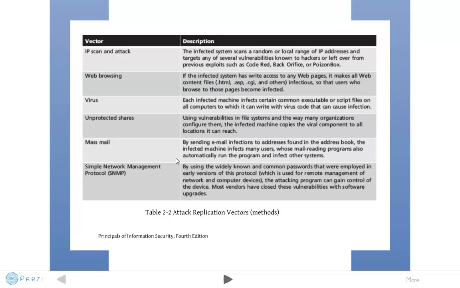Simple Network Management Protocol. By using the widely known and common passwords that were employed in early versions of this protocol, the attacking program can gain control of the device. Most vendors have closed these vulnerabilities with software upgrades. So SNMP is such a cool thing because it tells you the CPU on the remote system. It can tell you the hard drive space. It can alert you when things are happening. It was so great and cool that companies would deploy it very quickly.